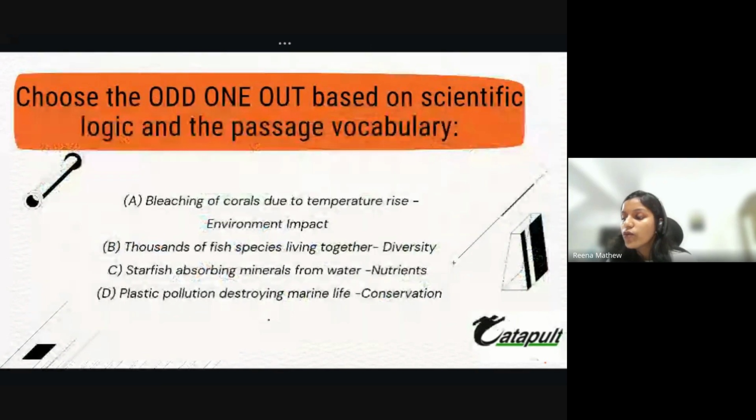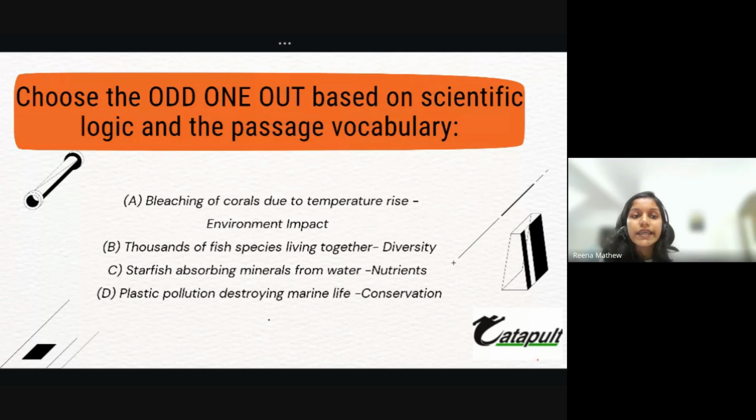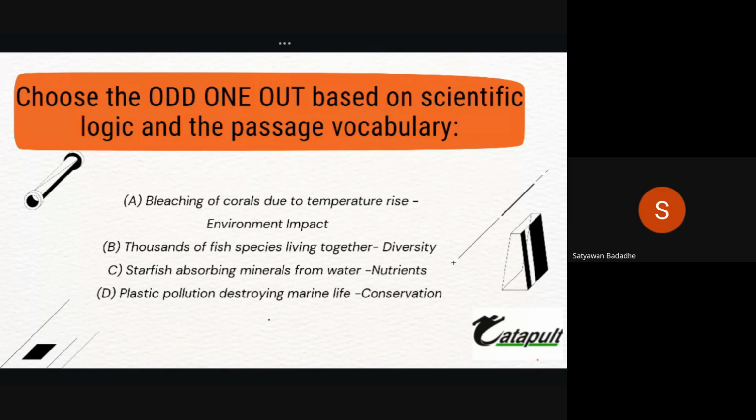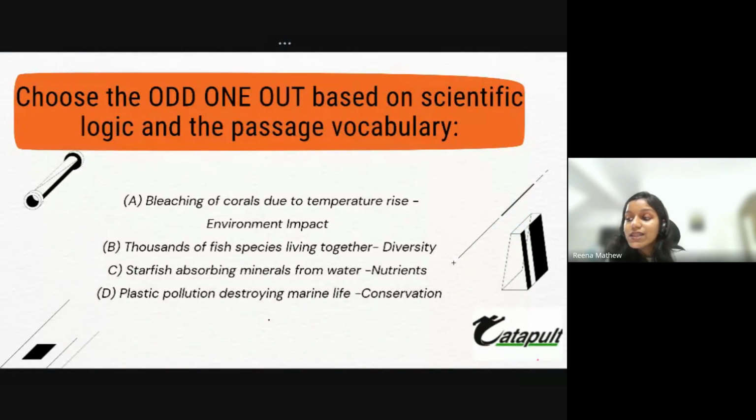It's easy. Now we'll move to the next question. Next is an odd one out question. Only Shobana is saying coral reef. You know, the answer was desert, right? The question was not which option has high diversity. The question is which of the habitats does not have high diversity. So choose the habitat that doesn't have. In the next question, can you identify the answer for this question?